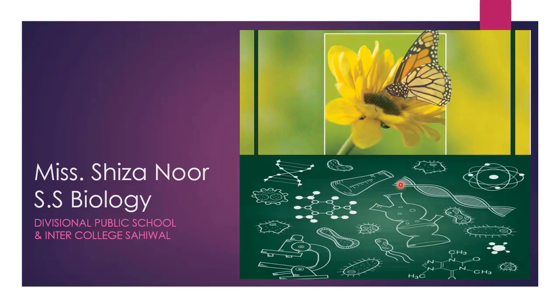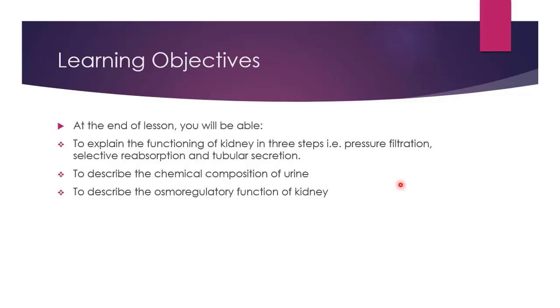Students, before we start our lecture, I would like to tell you the main objectives of today's lecture. By the end of this lesson, you all will be able to explain the basic functioning of kidney, which involves three important steps, that is pressure filtration, selective reabsorption, and tubular secretion. You will be able to describe the chemical composition of urine and osmoregulatory function of kidney.